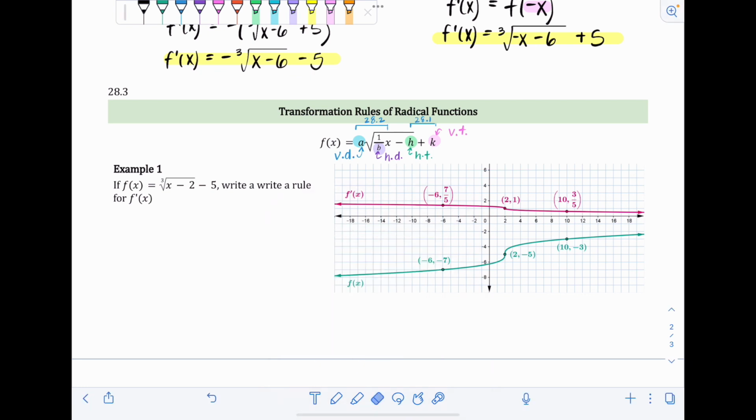Now if we start thinking about a dilation, we have to look at what coordinate of the point is changing. So we're going from (-6, -7) to (-6, 7/5), (2, -5) to (2, 1), and (10, -3) to (10, 3/5). So the x coordinates aren't changing, the y coordinates are. So we have to figure out, what am I multiplying each of my y coordinates by to get to f prime of x? I think it's easier to focus on those middle points, 2, 1 and 2, -5.